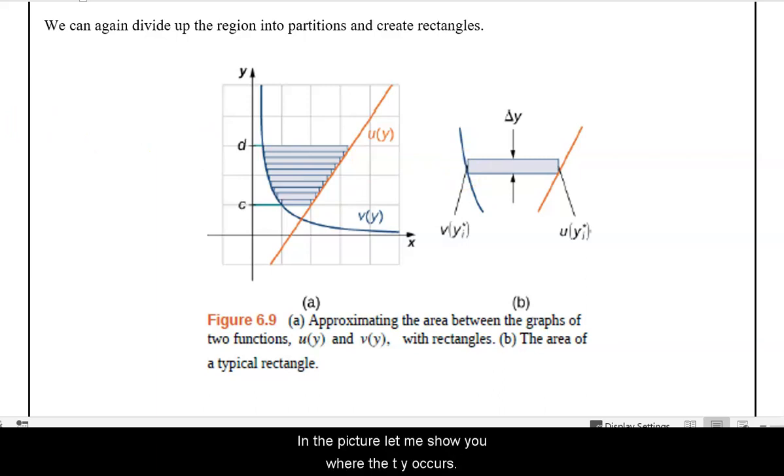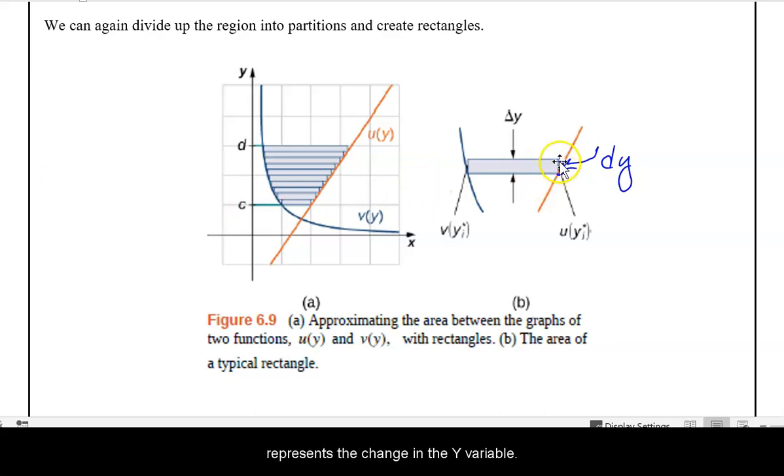In the picture, let me show you where the dy occurs. The dy is the narrow end right there. This small region on the end of the rectangle represents the change in the y variable over that rectangle. That is dy, or delta y.